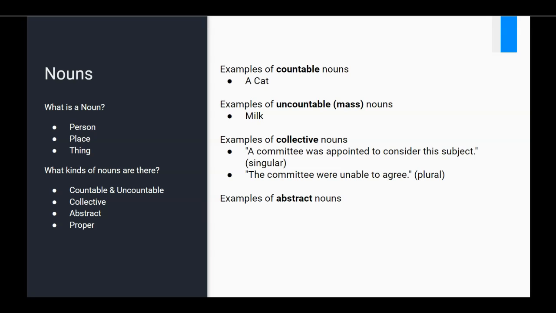Let's move on and talk about examples of abstract nouns and talk about what these abstract nouns refer to. So an example of an abstract noun here could be happiness. So let's contrast it with, first of all, what would be a concrete noun as opposed to an abstract noun.